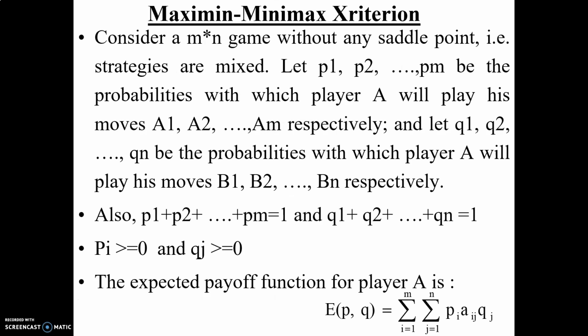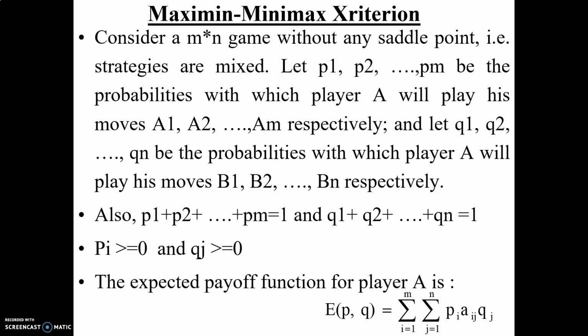Here also the maximin and minimax criterion is applied where we don't have a saddle point. Consider an m into n game without any saddle point. Suppose we are taking a game which doesn't have a saddle point and has a payoff matrix of m into n. That means the strategies are mixed, and a mixed strategy has to be used.